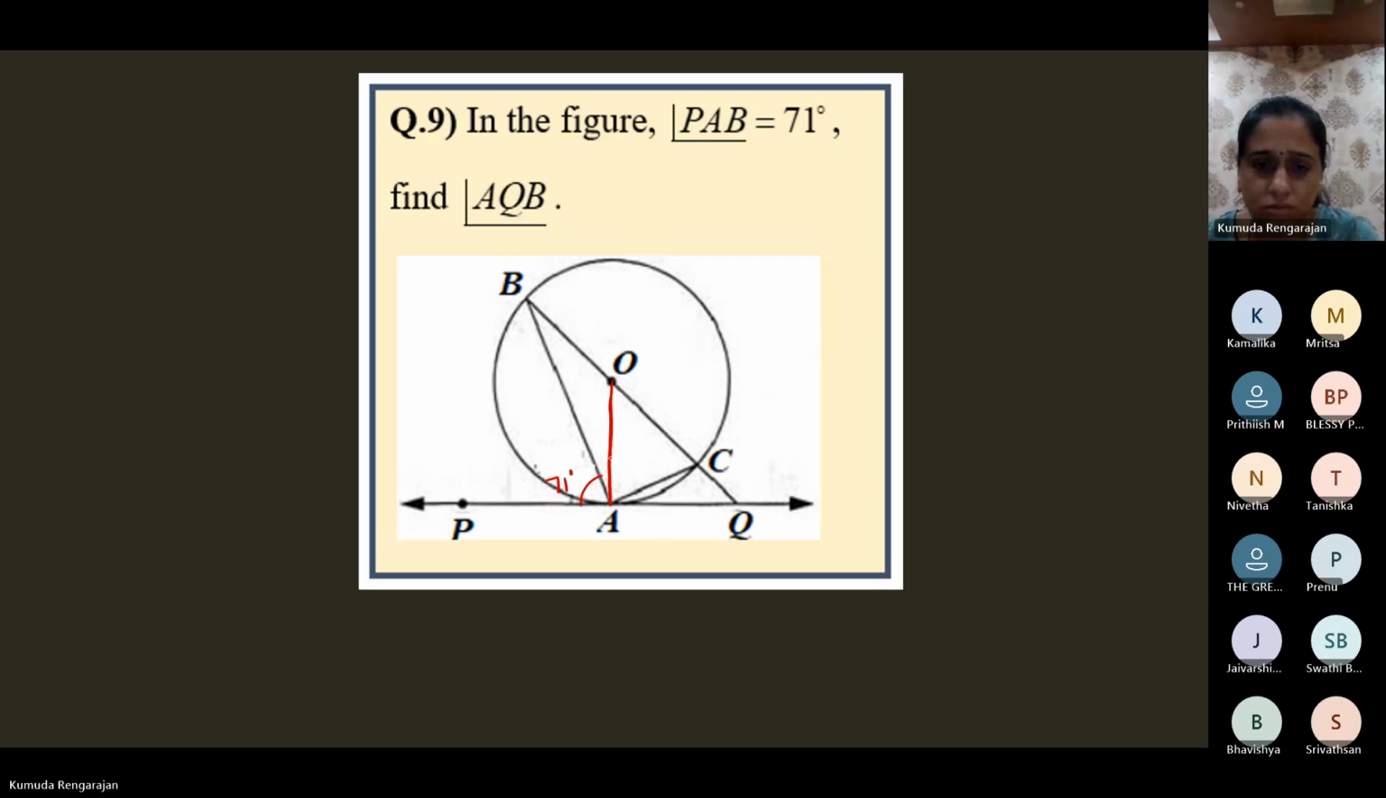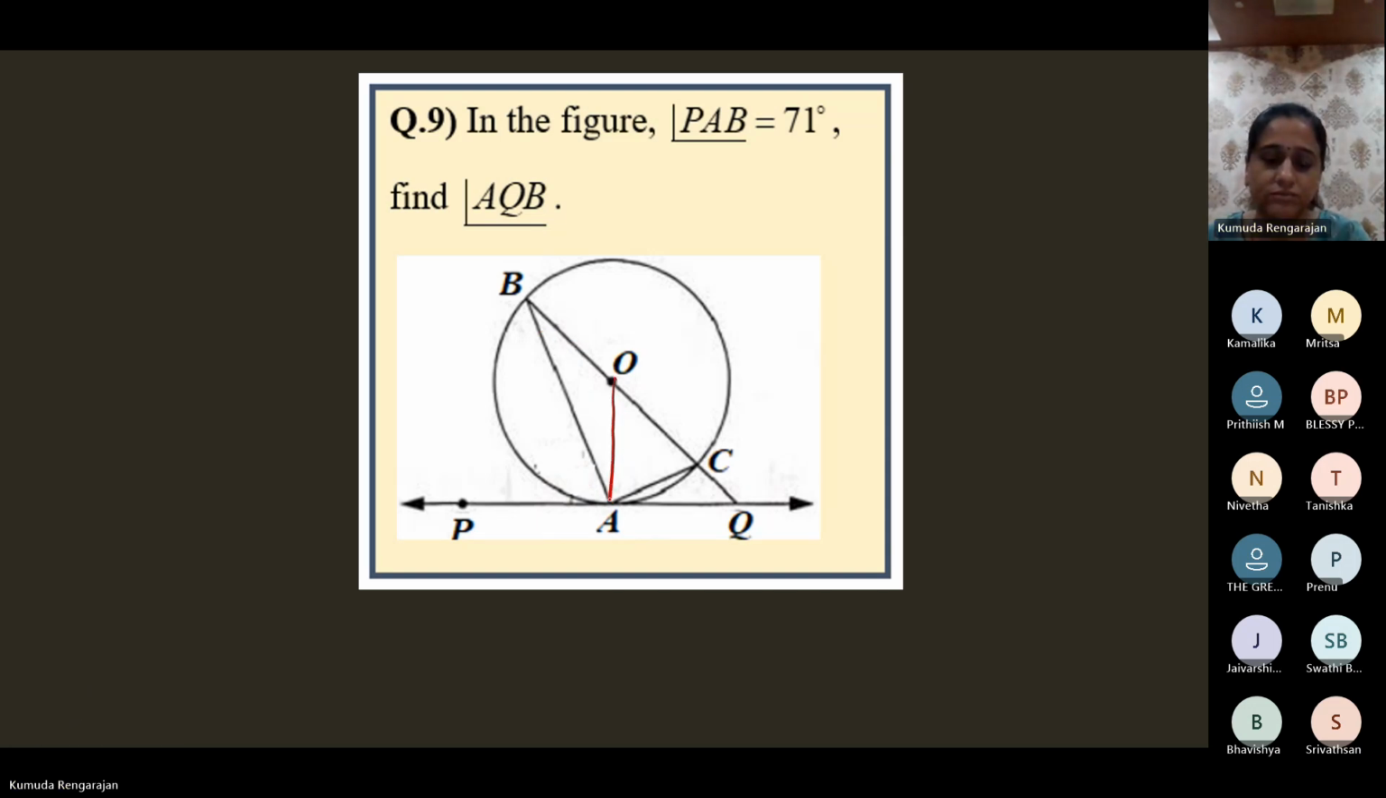So this is 90, right? From here, radius tangent 90 degrees. This is 71. So this is going to be 90 minus 71, 19 degrees. But OAB is an isosceles triangle. This side is equal to this side. So this angle is also 19 degrees. Okay, so this is 19. So we got 19.